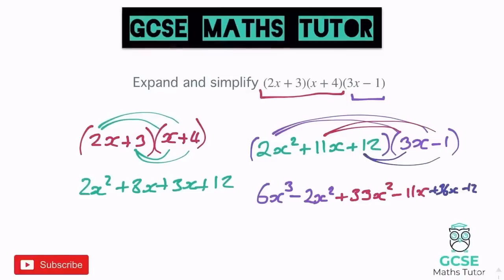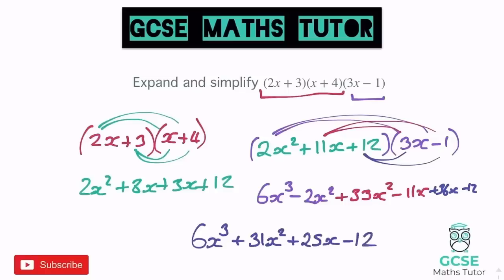Right, there we go. We just need to tidy all this up now because we've got a lot of pieces there. We've got the 6x cubed at the start. We've got negative 2x squared add 33x squared. So negative 2 add 33 is 31, so plus 31x squared. Negative 11 add 36 is 25, so 25x. Sorry, 25x. And then the minus 12 at the end.